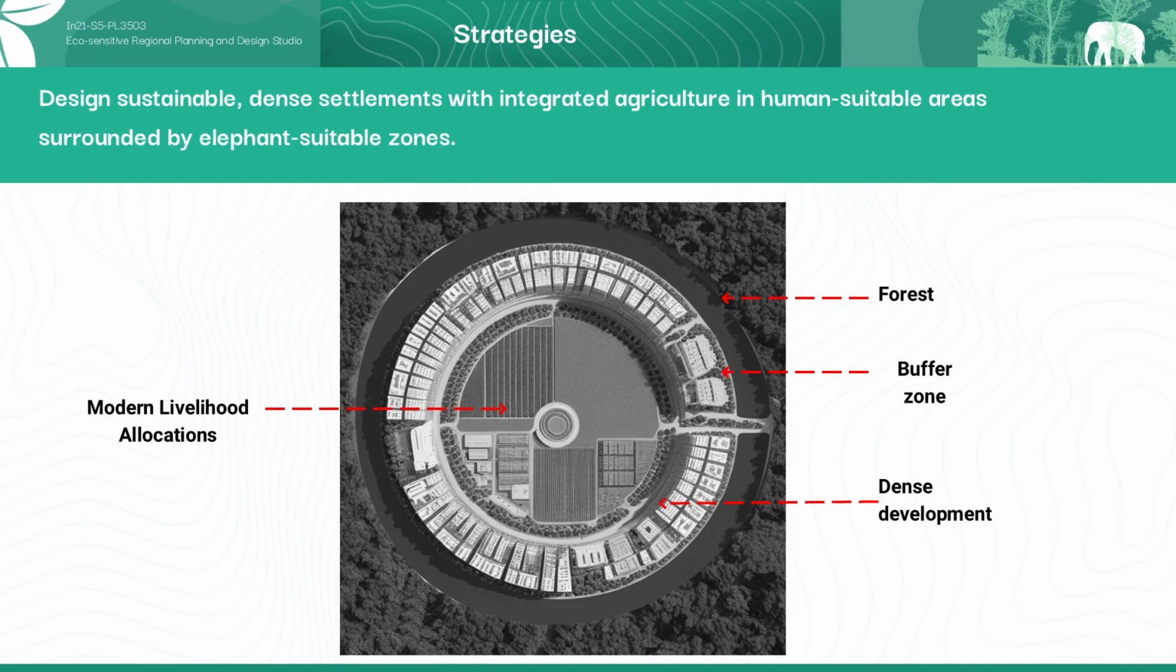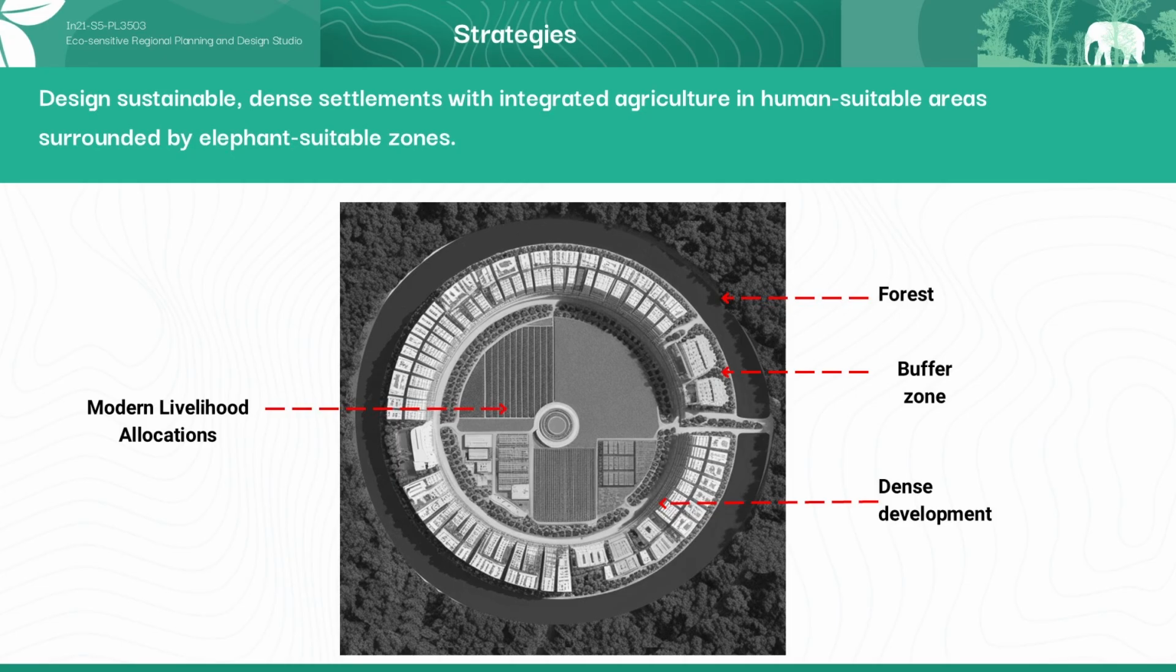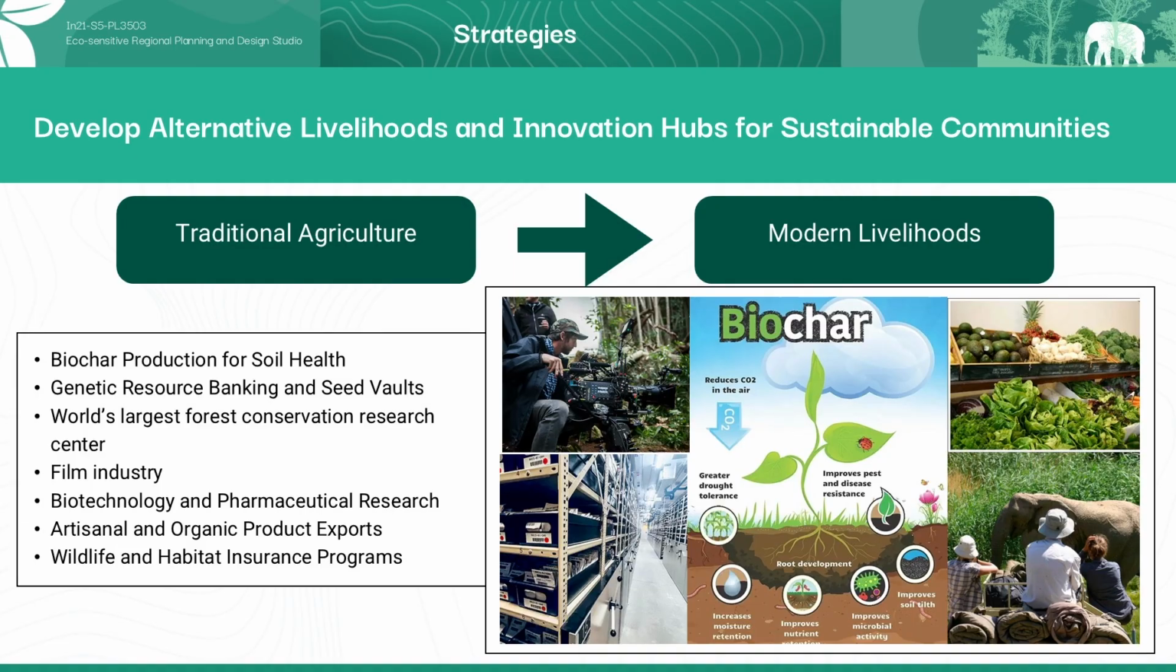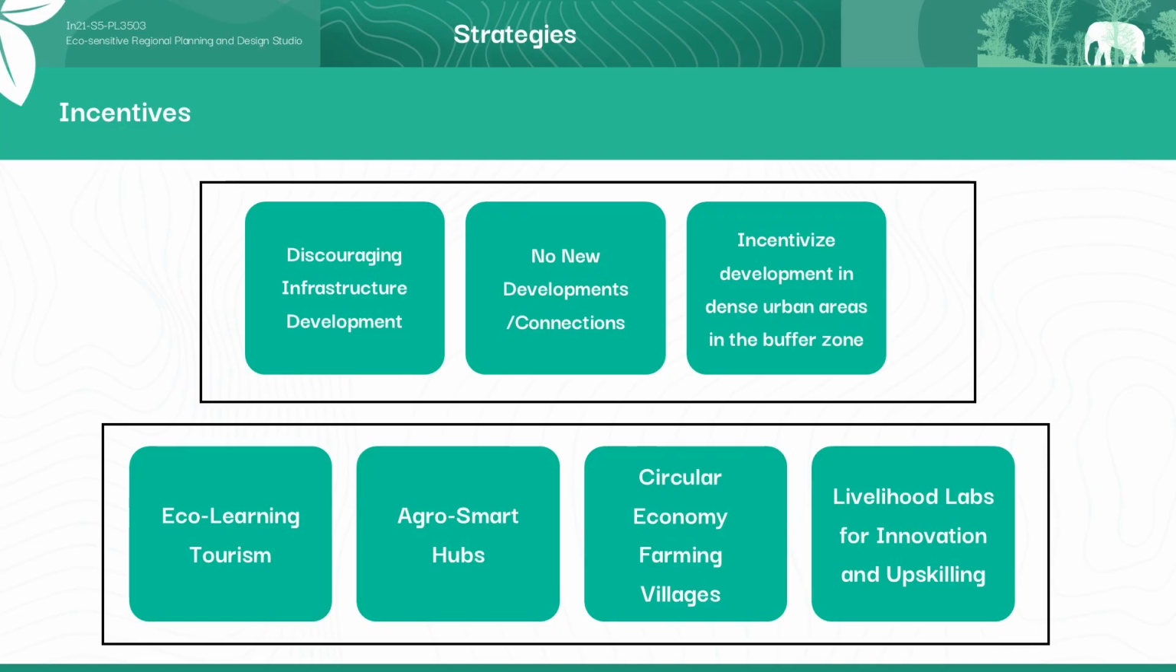And this is the structural design we are proposing for the settlements located inside the elephant enclosure zone. Not only agriculture, but we can also promote modern livelihood allocation within these patches. Now you might wonder how it functions. Rather than promoting traditional agriculture, we propose tech-based agriculture. We also propose industries like the world's largest forest conservation research centers, film production, biotechnology research centers, and also insurance programs for wild animals and wild habitats.